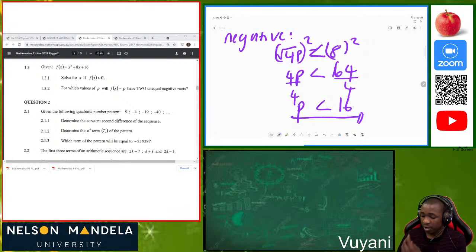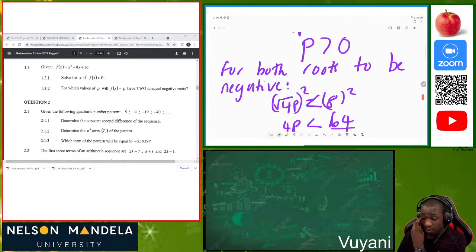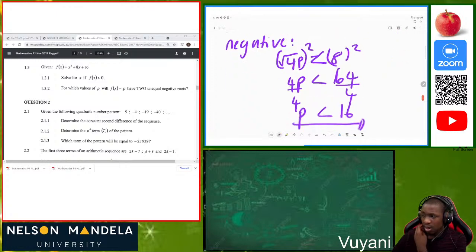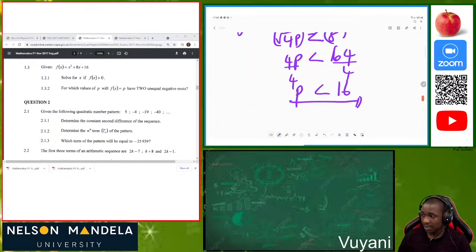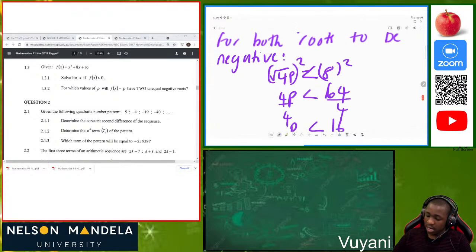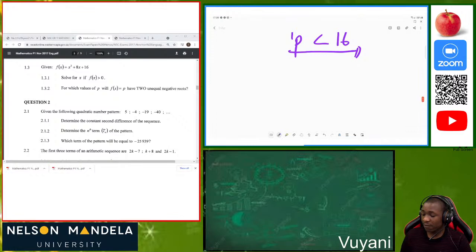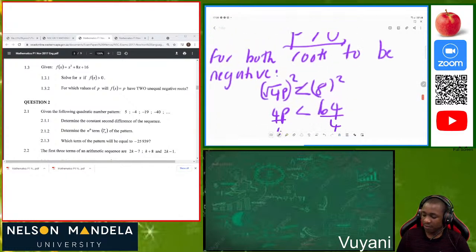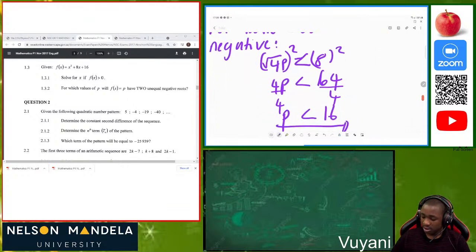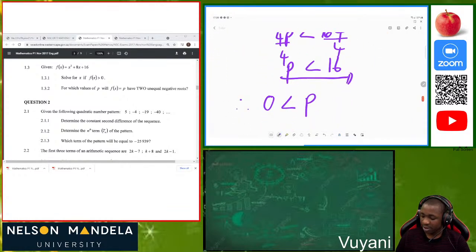So now we have two values of p. As we can see here, we have p greater than 0 and p less than 16. Now, we have to conclude our answer. So we can say that therefore p must be greater than 0 but less than 16.